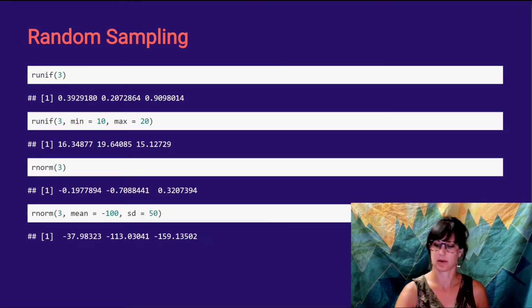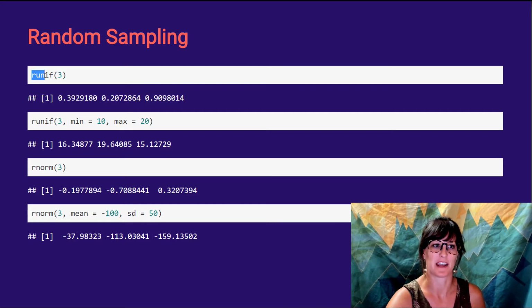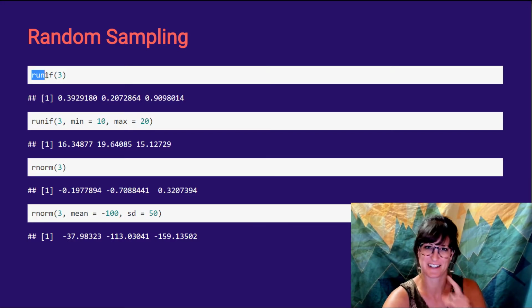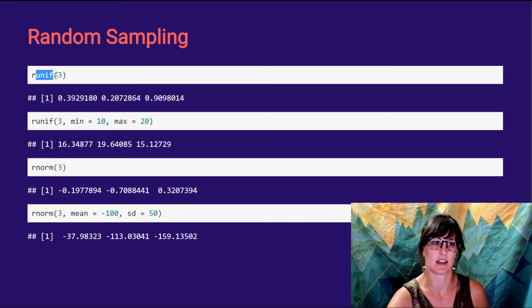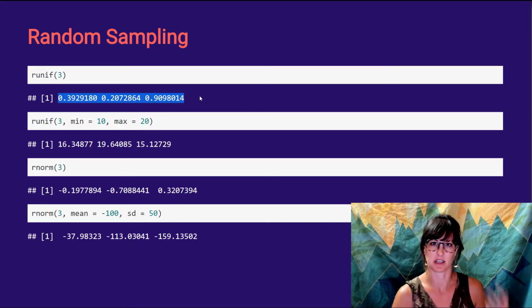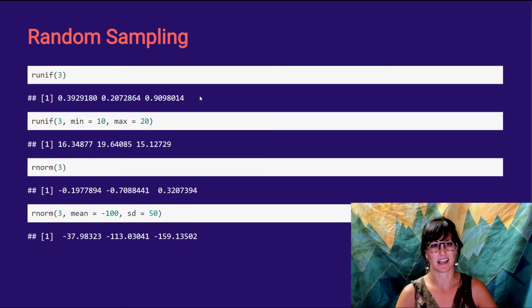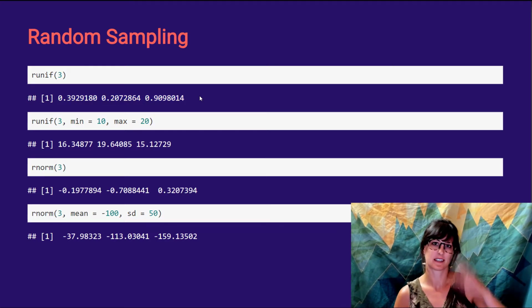So here's an example. I always read this as run if, but that's not what it is. Now it's stuck in your head and I'm sorry, but this is R unif. Generate a random sample from a uniform distribution. And I said, please give me 3 values, and here are my 3 values in this particular random sample. If you try this code and run it, you'll get a different 3 values. It's randomized every time.